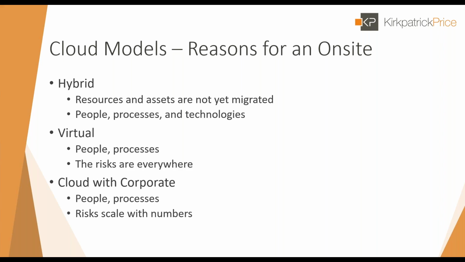So let's start off with the hybrid model. You have some resources and assets that are not yet migrated. This is basically the classic, hey, we have some things in the cloud, some things are not in the cloud. So this really brings in the point that we need to assess, hey, where is the physical security for those resources that are not in the cloud? How are you getting the information from the stuff that's not in the cloud to the stuff that's in the cloud? So that becomes really important there.